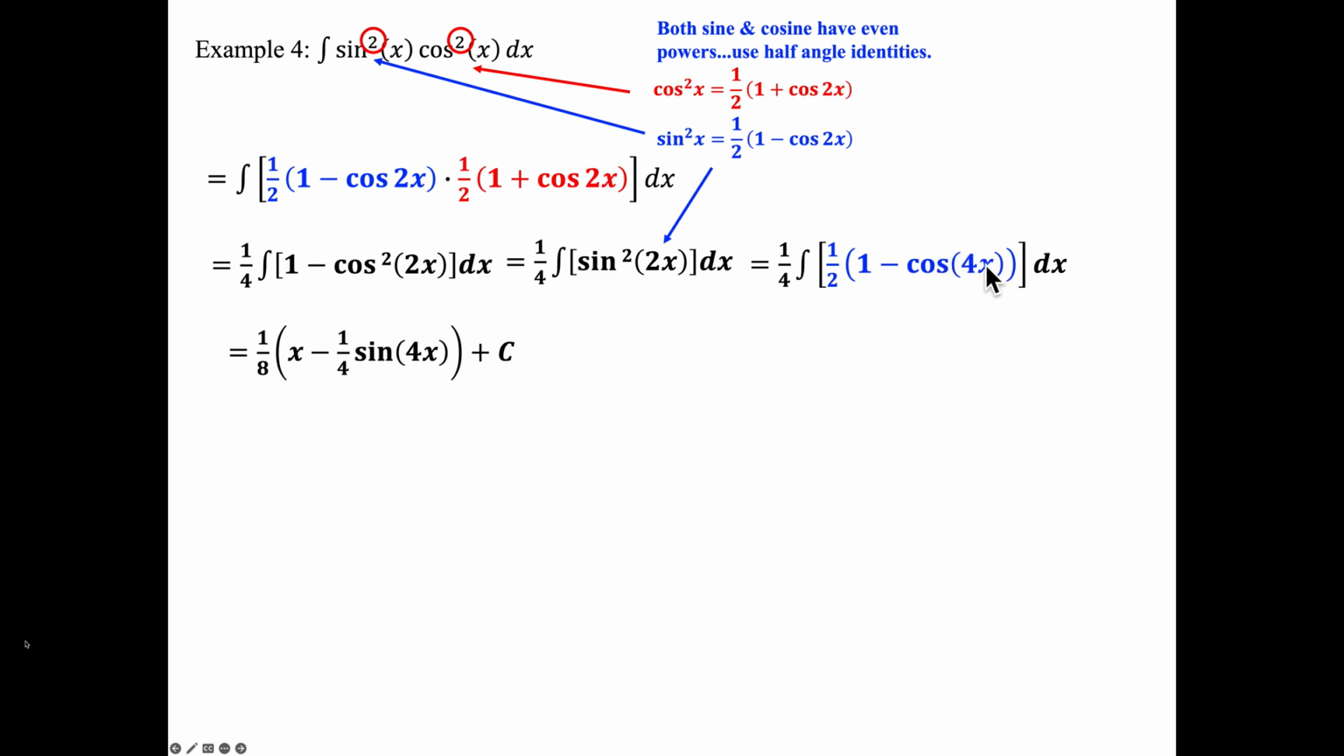But don't forget, you have to take the derivative of the inside, which is 4, and divide it into your sine of 4x, or multiply it by 1/4, whichever you prefer. Distribute the 1/8, we'll have 1/8 x minus 1 over 32 sine of 4x plus c.